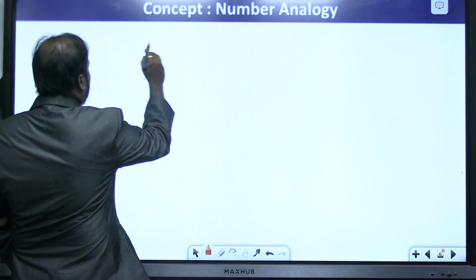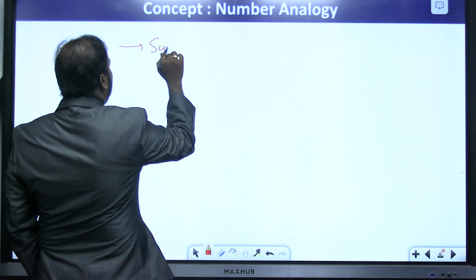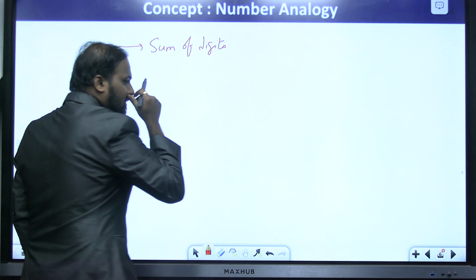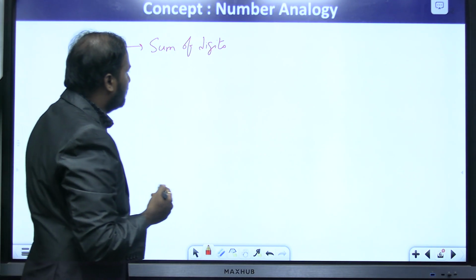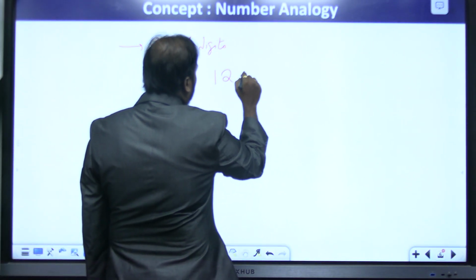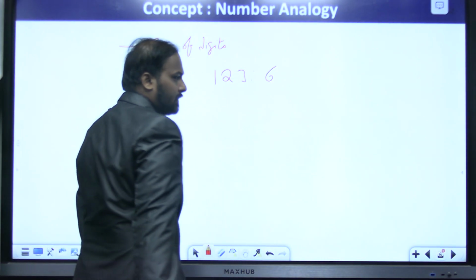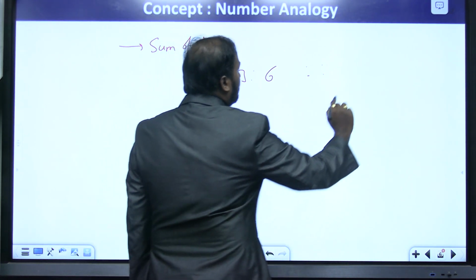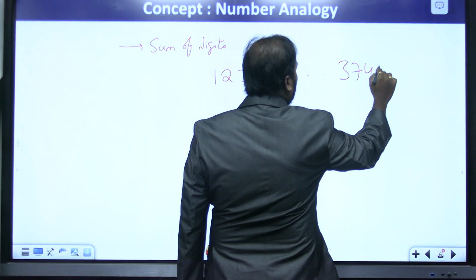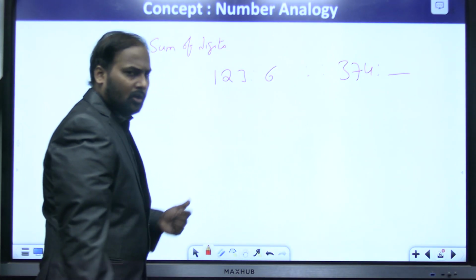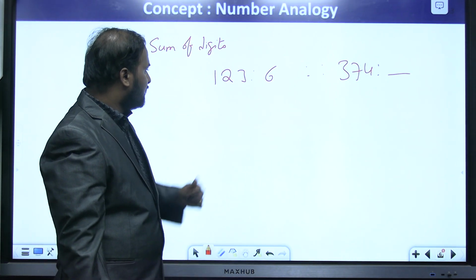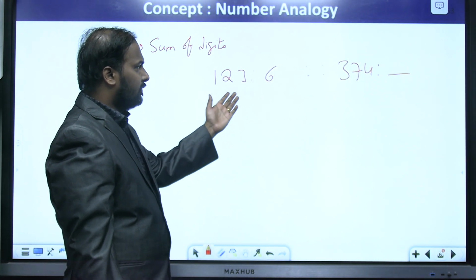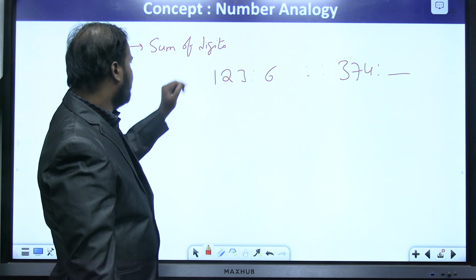The next one will be your sum of digits. So in case of sum of digits, for example, the question will be something like this. 1, 2, 3 is called as 6. In the same way, how is 374 written? That depends upon the options as well. So in this case, the moment I see this, I can clearly say that it is in the format of sum of digits. Even with multiplication of digits you get 6 only, but remember that it's the sum of digits.